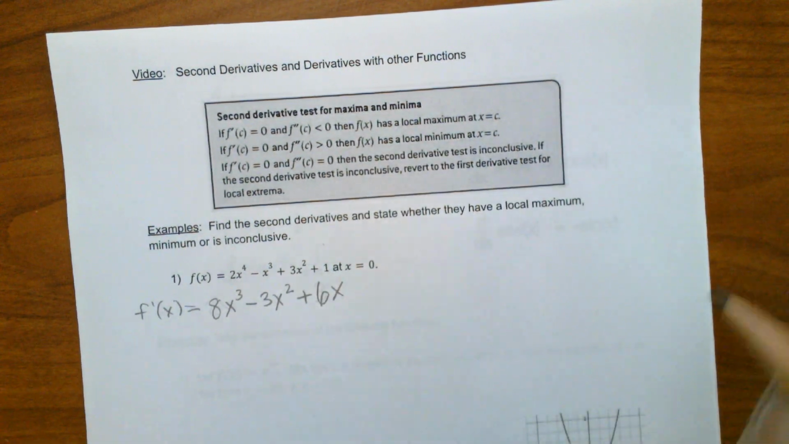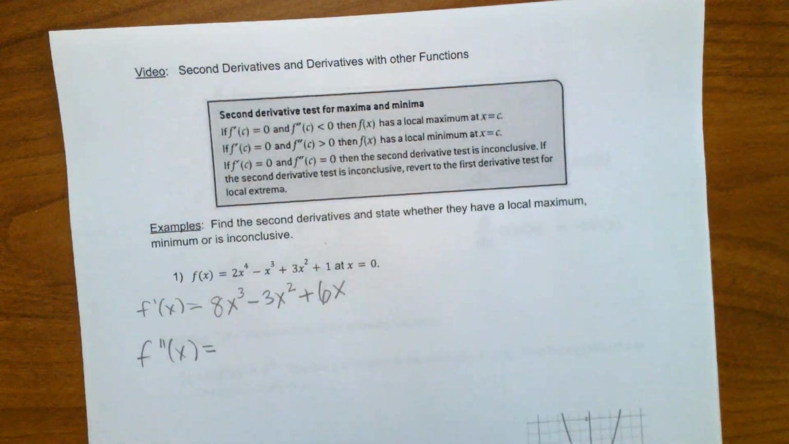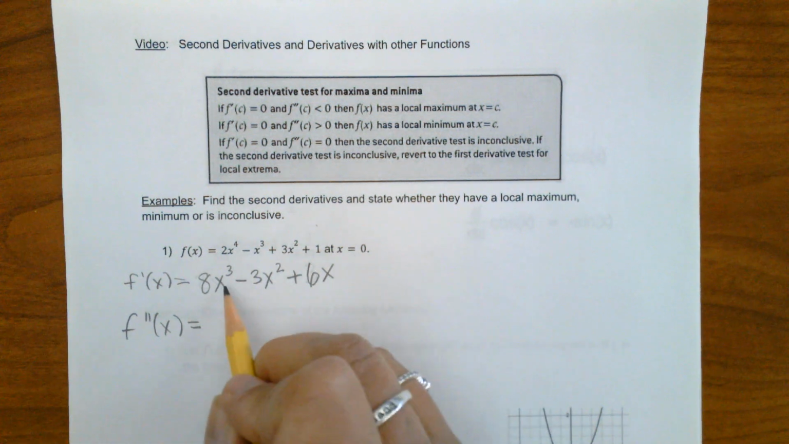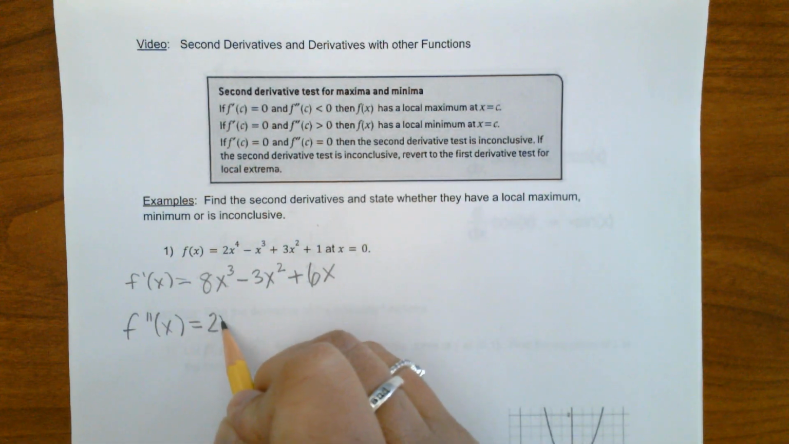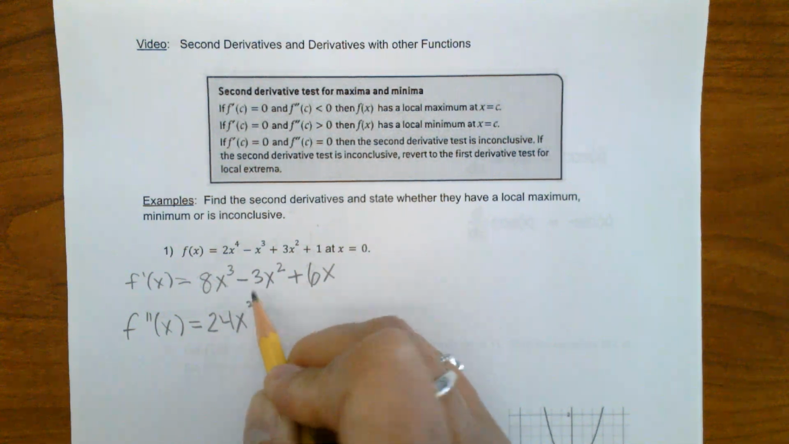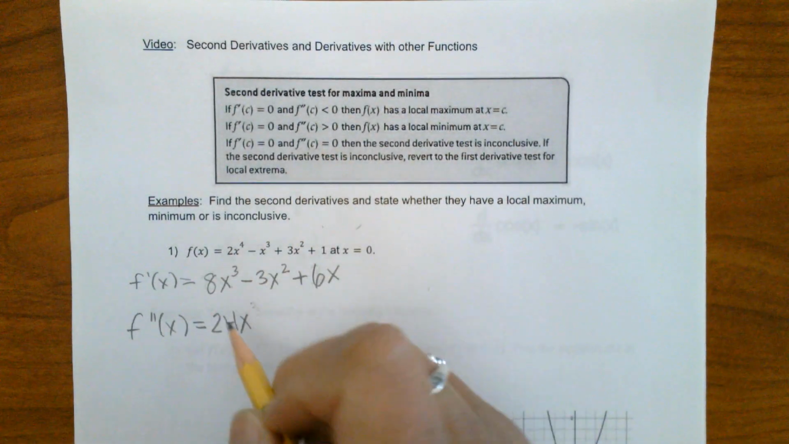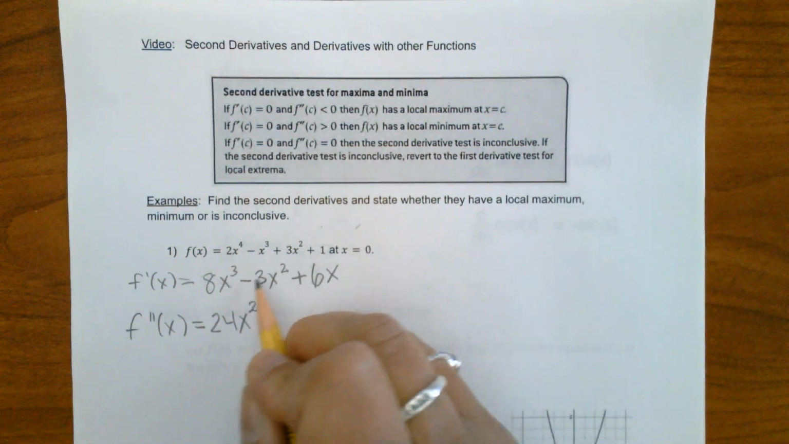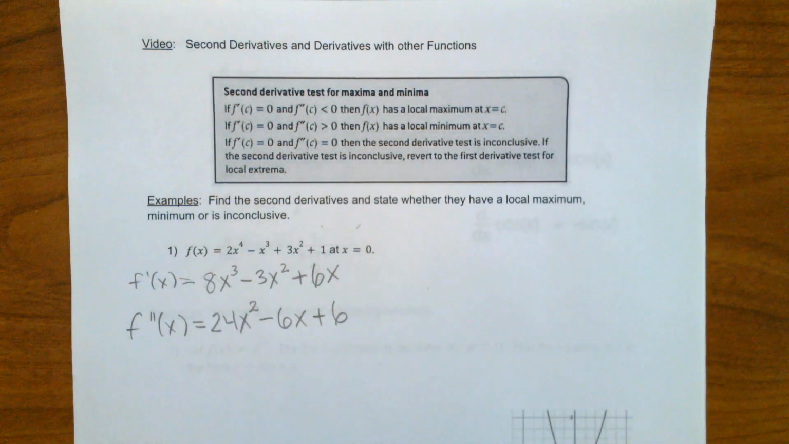Okay. Next, we do f double prime of x, which means that we have to take the derivative again. So from this one, that's called the second derivative. 3 times 8 is going to be 24x squared. And then 2 times negative 3 is negative 6x, and then plus 6.